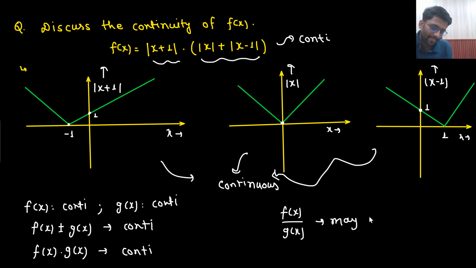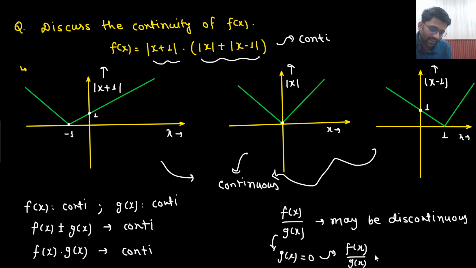May be discontinuous. So you don't need to mug it up. You can simply think, what if this g(x) becomes 0? If this g(x) becomes 0, then f(x) by g(x) will be nothing but tend to infinity. And since it is tending to infinity, the graph will be discontinuous. But here, if this becomes 0, then the total graph will become 0 only.